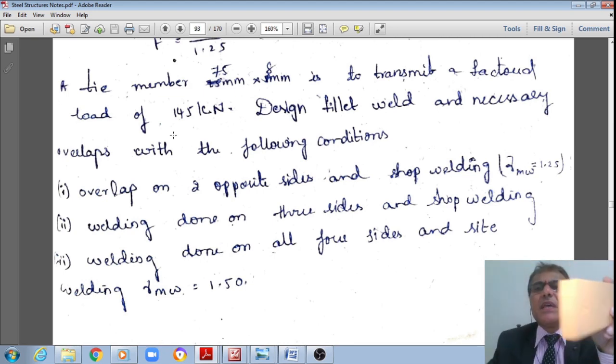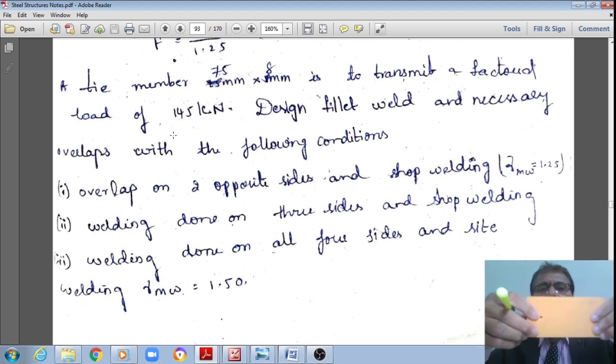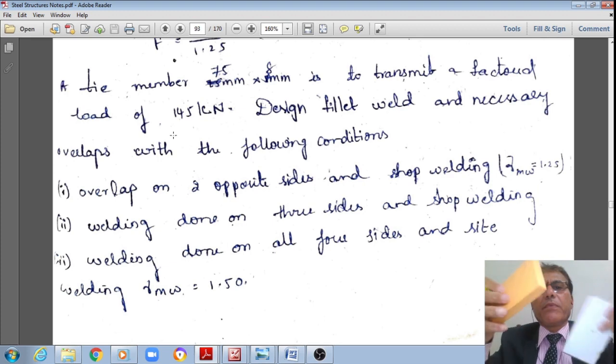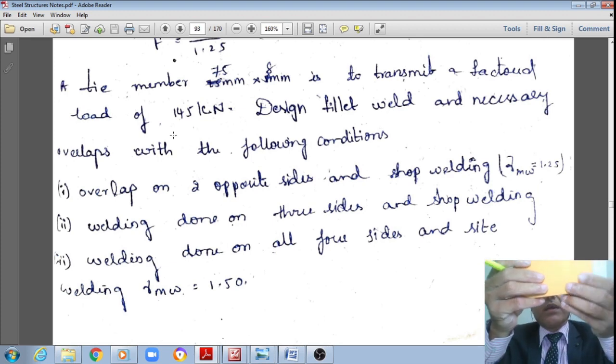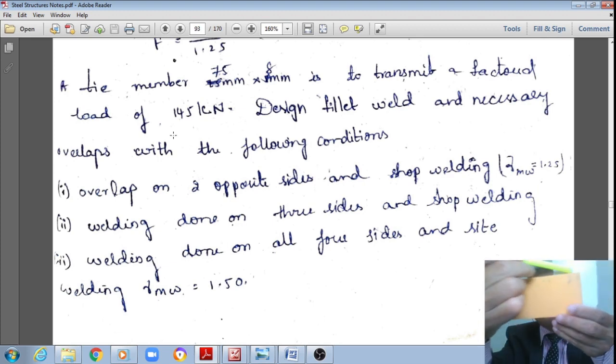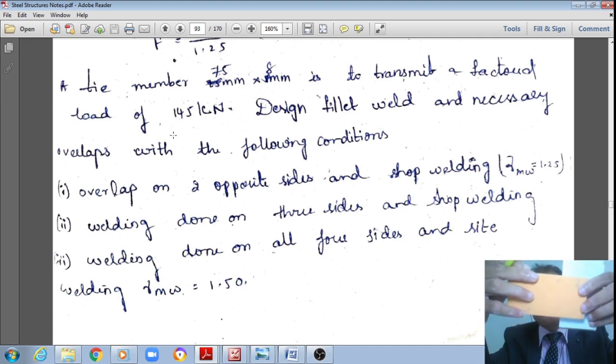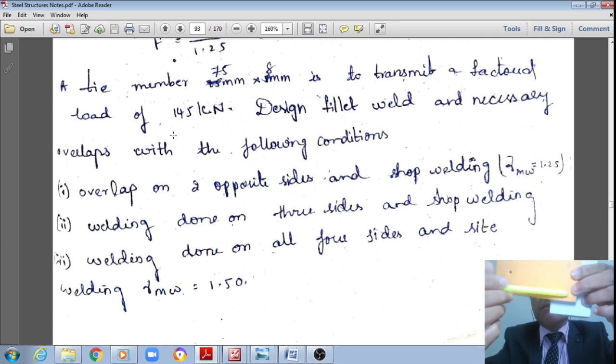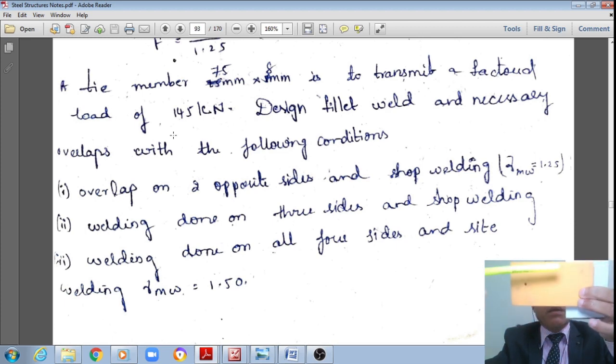8 mm thickness is to transmit a factored load of 145 kilonewton. Design the fillet weld and necessary overlap with the following conditions. One, the overlap on 2 opposite sides, like this, 2 opposite sides, and using shop welding.